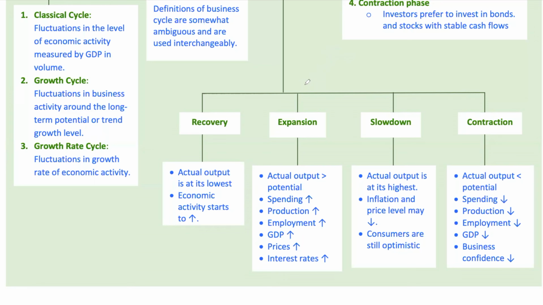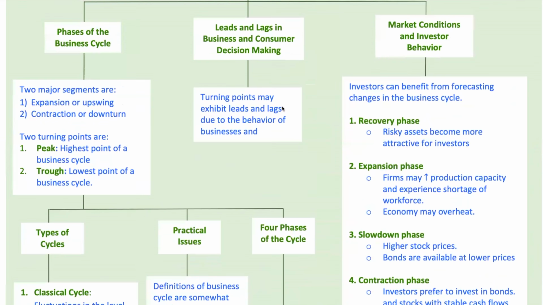Another aspect to consider is that different sectors of the economy can be impacted differently during various phases of the business cycle. For instance, during the expansion phase, cyclical sectors like consumer discretionary and technology tend to perform well as consumer spending and business investments increase. In contrast, during the contraction phase, defensive sectors like healthcare and utilities might perform better as they provide essential goods and services that remain in demand regardless of economic conditions. Investors can use this knowledge to adjust their portfolios based on the anticipated phase of the business cycle.